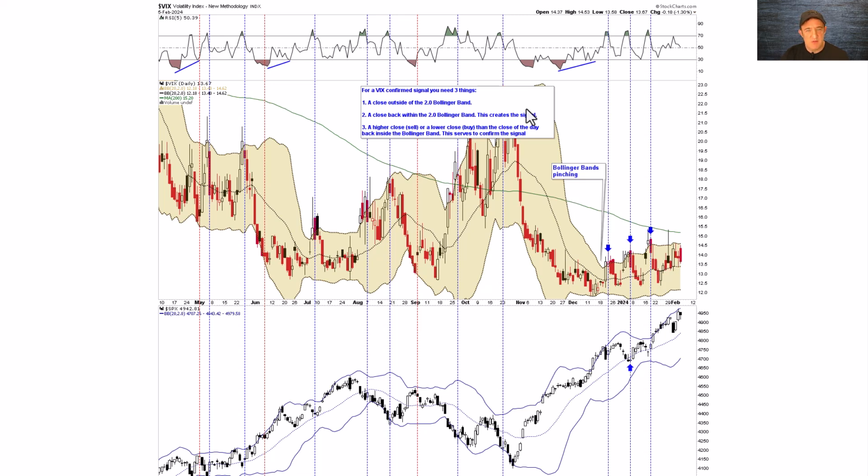But whenever the VIX starts moving the same direction of the S&P, you always want to start paying attention. Sometimes that starts occurring near inflection points.